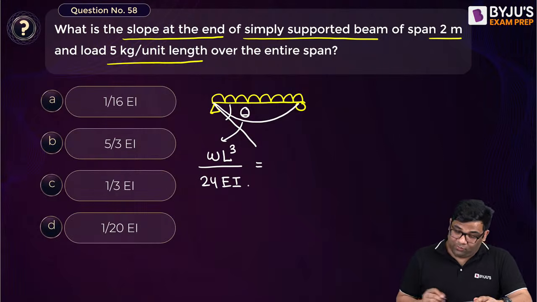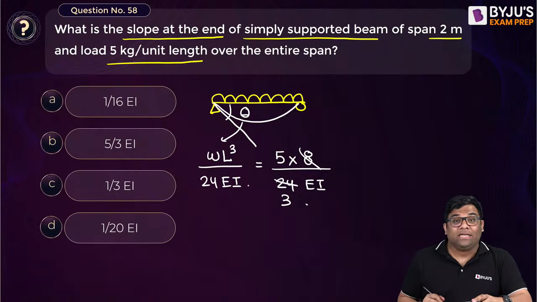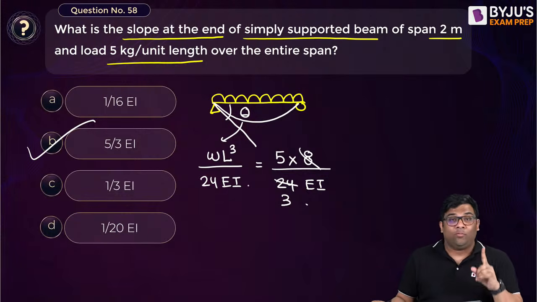Now just put in the values. W is given 5. Length is given as 2. So 2 cube will be 8, divided by 24 EI. This is 3. So 5 by 3 EI. A straightforward question from the formulas. All the standard formulas should be remembered.